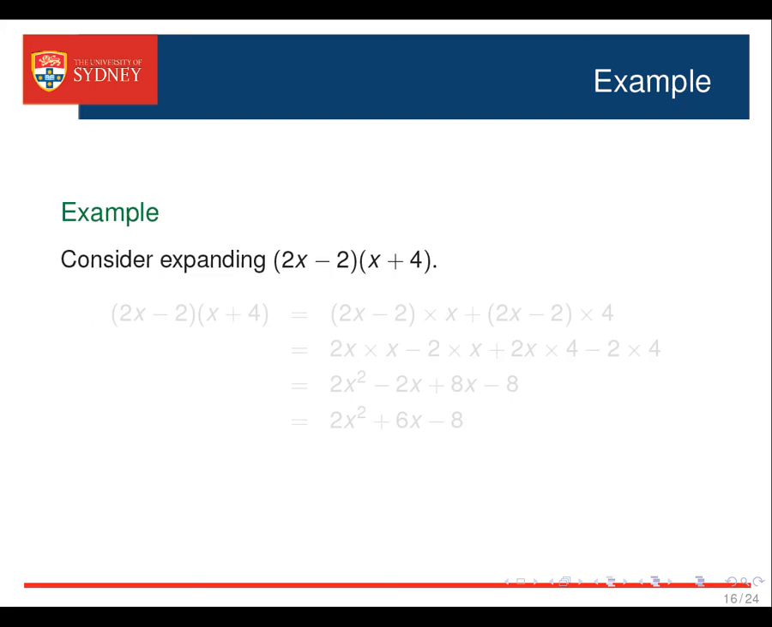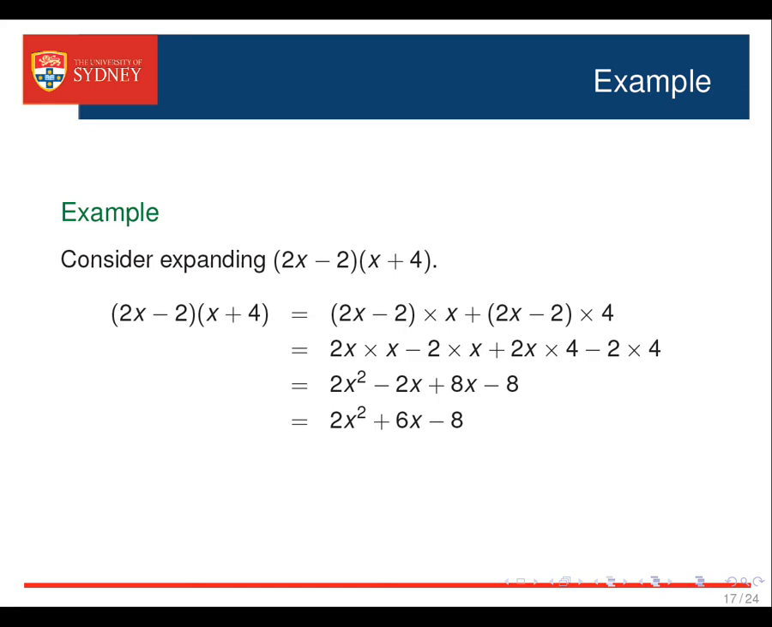Now consider expanding 2x minus 2 times x plus 4. For this expansion, consider multiplying the first factor by each term of the second factor. So multiply 2x minus 2 by x, and then 2x minus 2 by 4. Proceed with the expansion like the previous example by multiplying the terms inside the bracket by what is outside the bracket. Take care when dealing with the minus signs. Collect the like terms and you get the expanded expression 2x squared plus 6x minus 8.